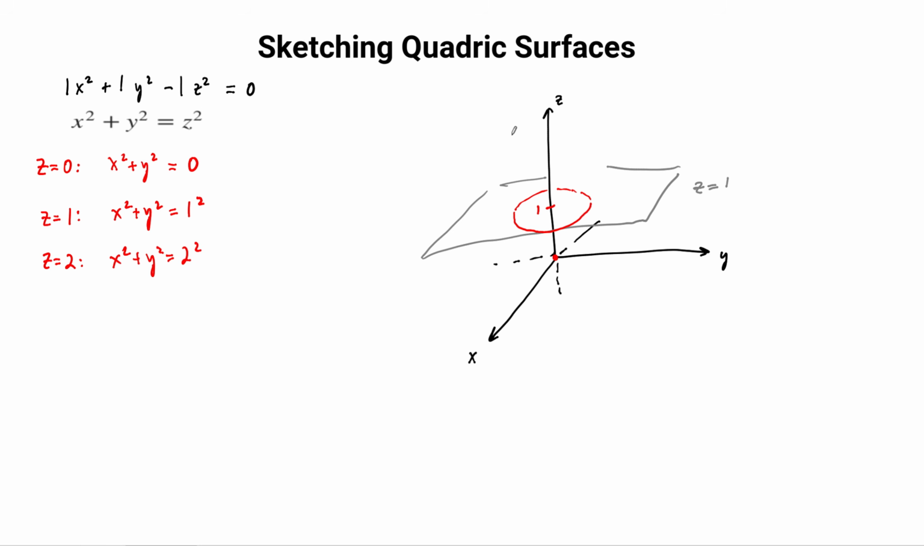That's a circle of radius 2, right? So what's that? And by the way, centered around the z-axis, right? So that means it's like twice as big. And so we see these slices look like this.